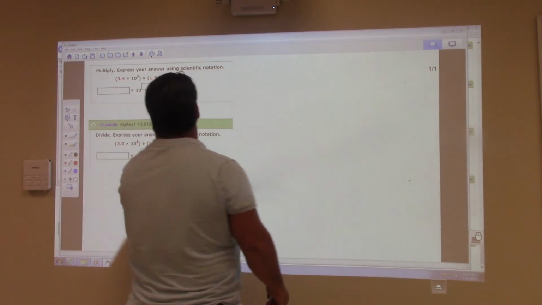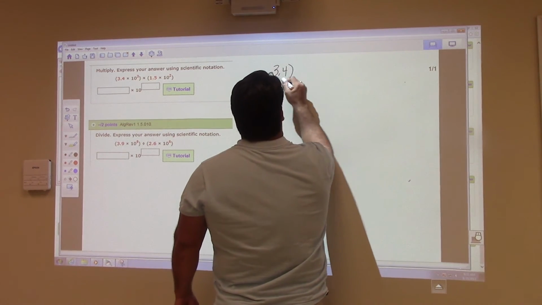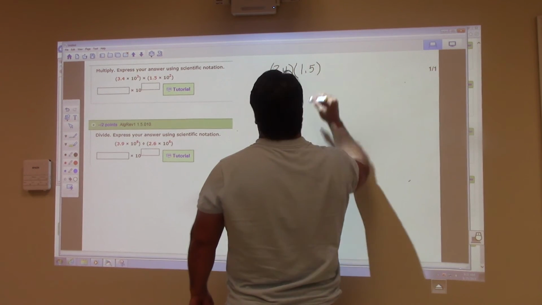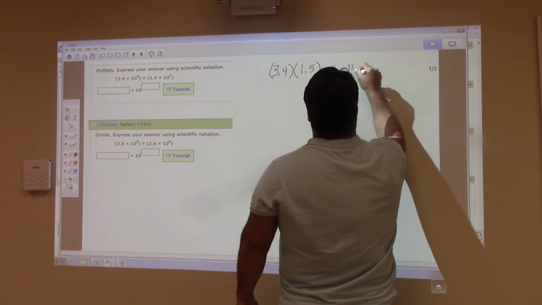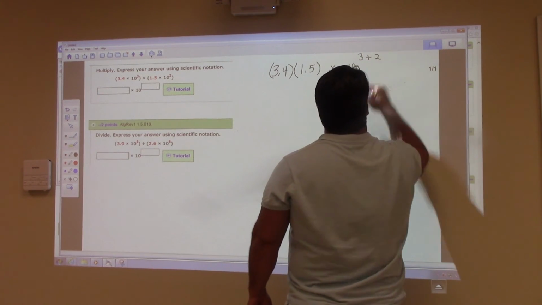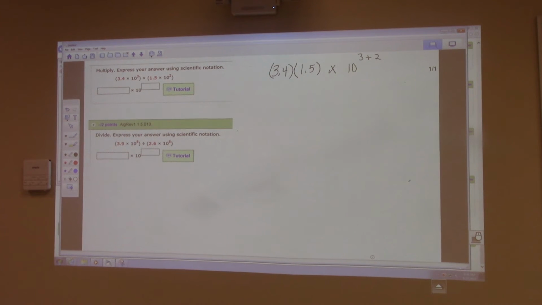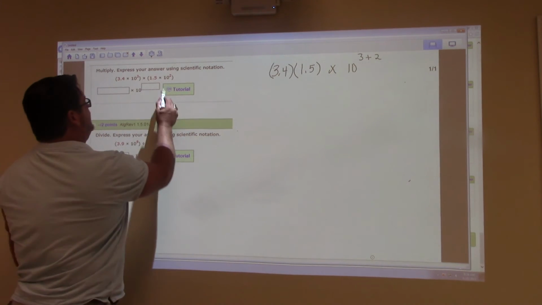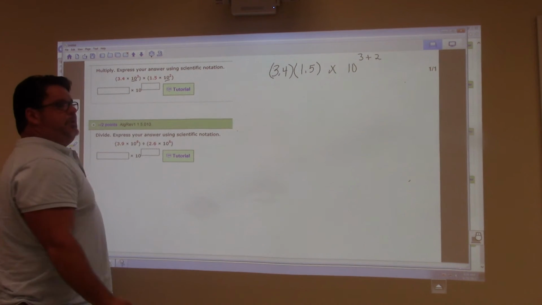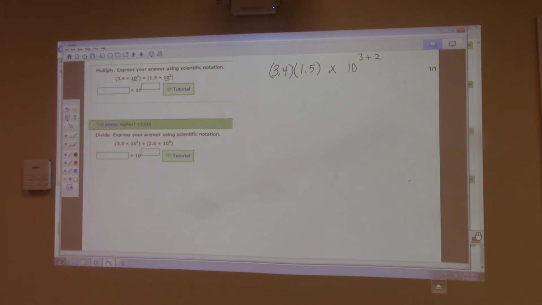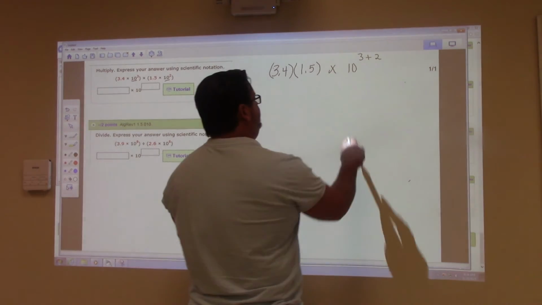So, this first one, 3.4 times 1.5, and then times 10 to the 3 plus what? 2. You'd be surprised how many people go, what are you doing with 3 plus 2? Well, what are these? Exponents. What is this right here? Same what? Base. So what do you do? You'd be surprised how many people are going right now, I didn't know you could do that with scientific notation. It's your teacher's fault. And 10 to the 5th.